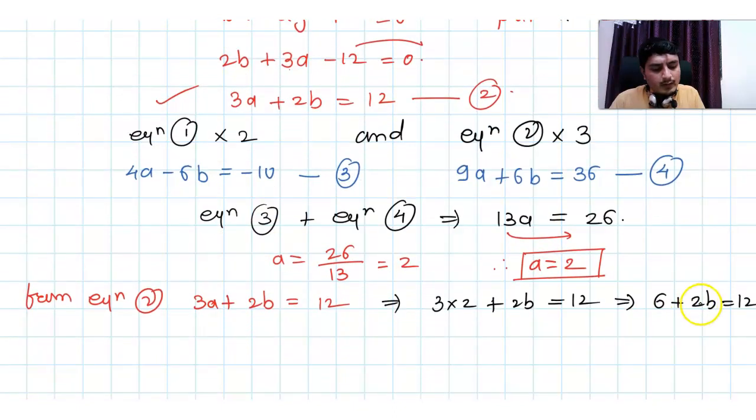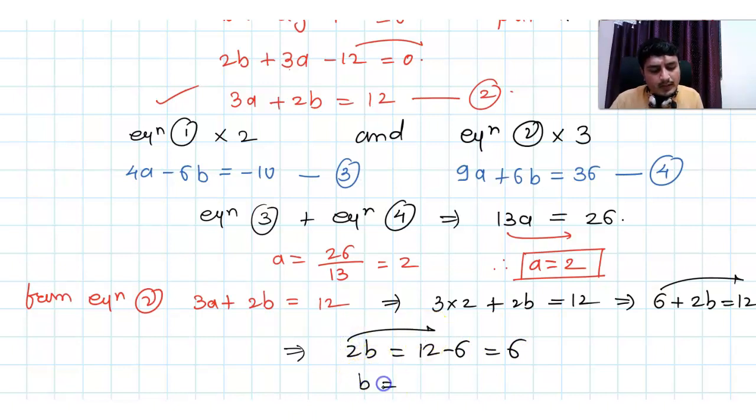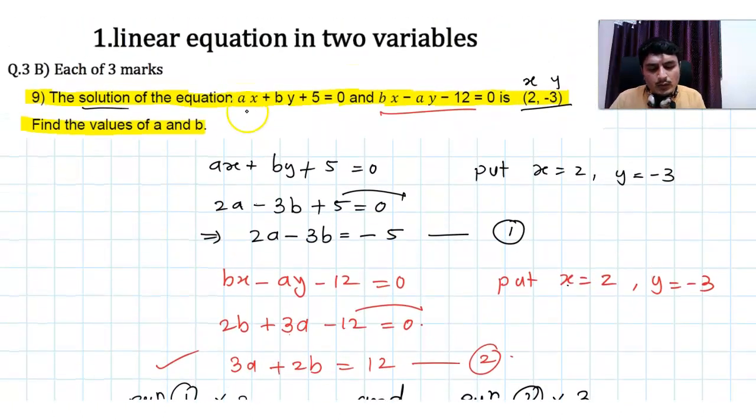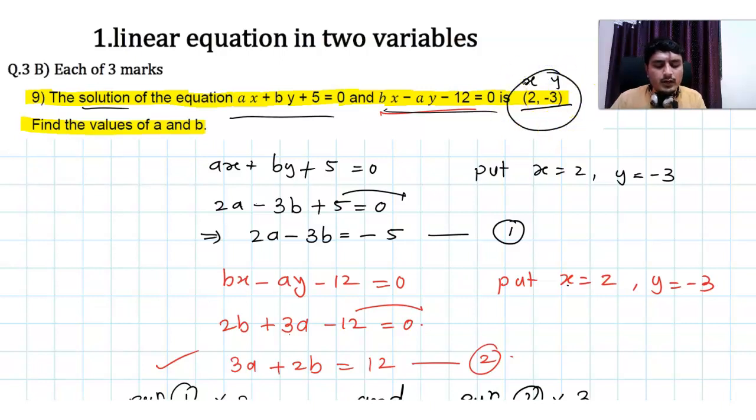To evaluate the value of variable b, try to shift 6 from LHS to RHS. So 2b equals 12 minus 6, which is 6. Once we shift 2 from LHS to RHS, the b value is now 6 divided by 2, that is 3. So the value of b we are getting is 3. So here we have a equals 2 and b equals 3.